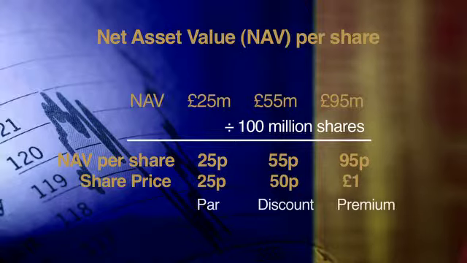If the NAV per share falls below the share price, the investment trust is said to trade at a discount. In other words, the share price does not reflect the full value of the underlying investments. Its shares are cheap. Conversely, if the share price rises above the NAV per share, the trust trades at a premium, or more than the underlying investments are worth.